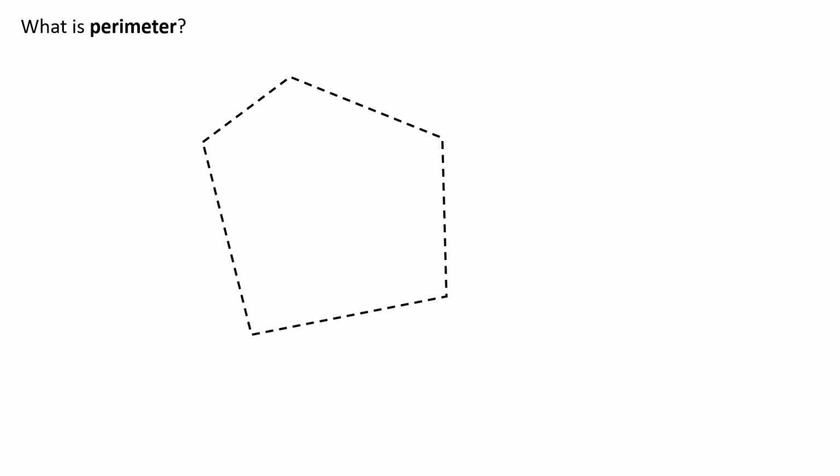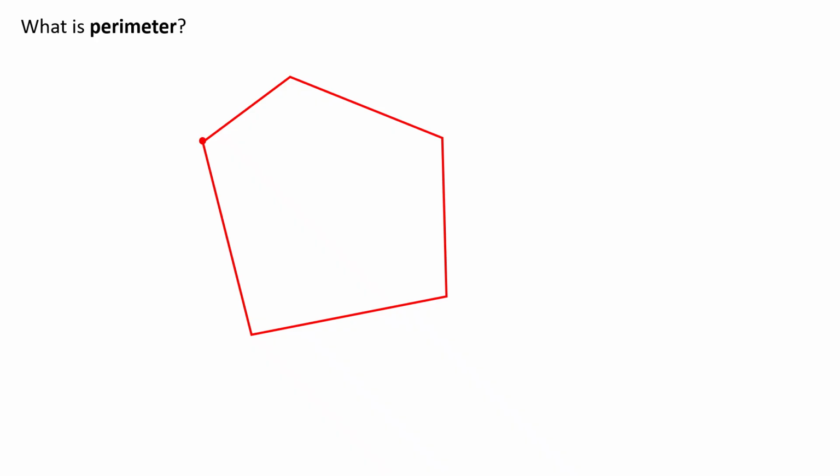So what is perimeter? Perimeter is the total distance around a shape, starting at any random point. Here's a point. If we were to walk around this figure, that total distance would be the perimeter. Starting at a random point is not a great idea, so let's start at one of the vertices.